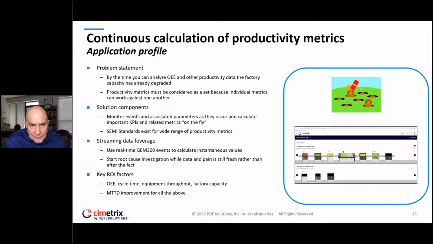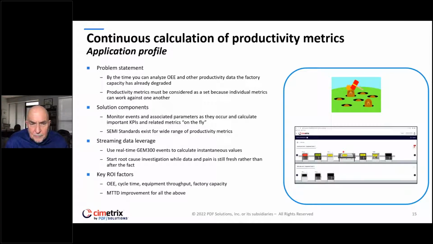The solution components, again, like the first one, are looking at the events and context information that go into all of the productivity calculations and display those things on the fly, and even flag people when those things drift. There's no new standards that have to be invented here. We have many industry standards, semi-standards, that actually support a variety of calculations at a variety of levels of detail. And I'll show that later in the presentation.